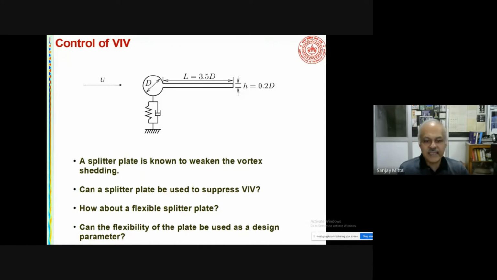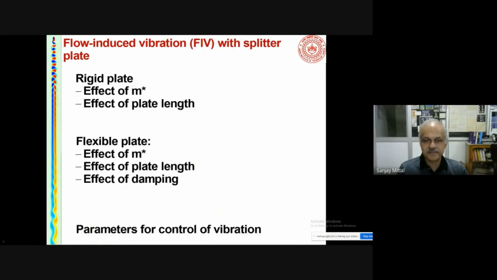So one idea is, can we use a splitter plate? So if we add a splitter plate to a circular cylinder, then it is known that it can weaken the vortex shedding. And the question is, what about vortex-induced vibration? Because now the plate will also vibrate. So can that be used to suppress the vibration? And we also want to study the effect of flexibility of this plate, as I will show you. So what we have done is, can the flexibility of the plate be used as a design parameter?